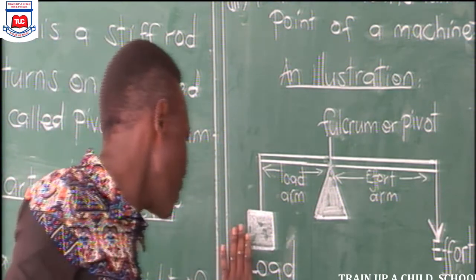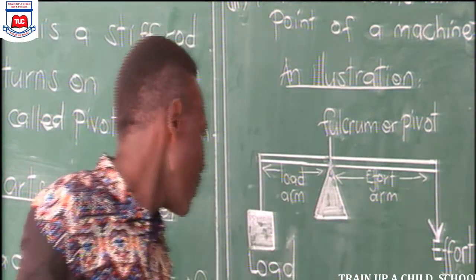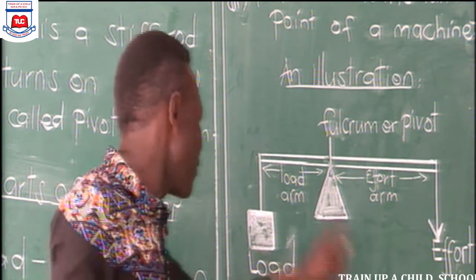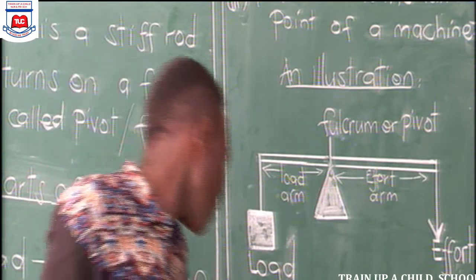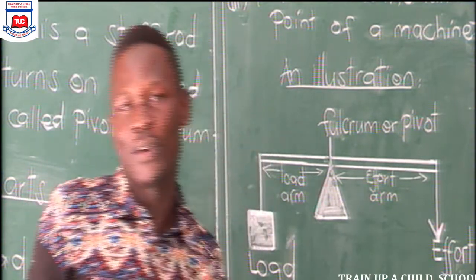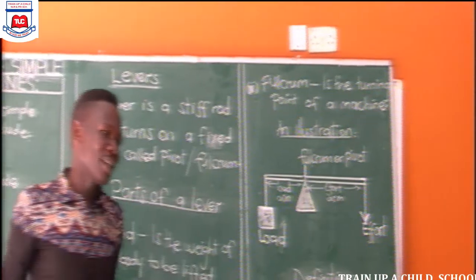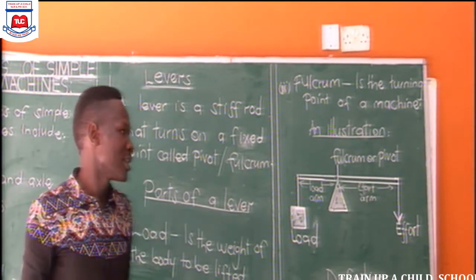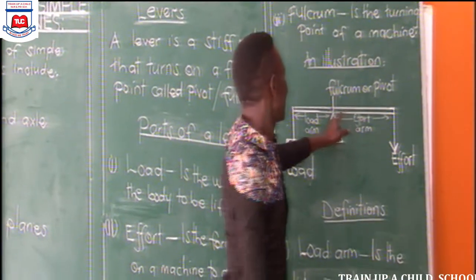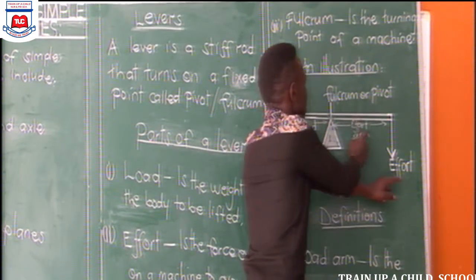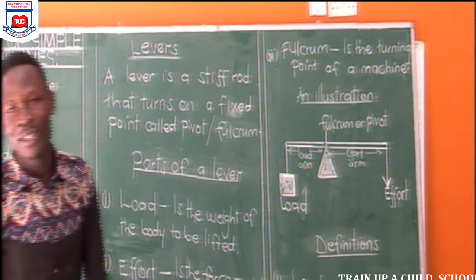So, students or pupils, these are the parts of a lever. So we have the definitions of the parts of a lever. One, we began with the load arm. What's the load arm? It's the distance between the fulcrum and the load. That's that. Any question? Alex? Very good. Alex asking, what's effort arm? Effort arm is the distance between the fulcrum and the effort. This is the effort arm. Okay? Are we together? Yes.